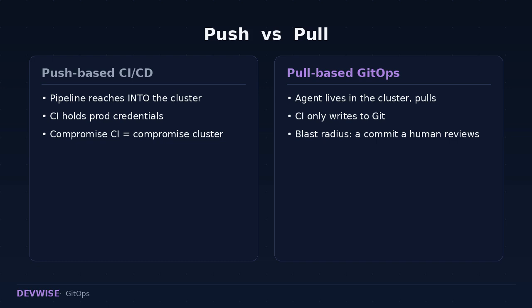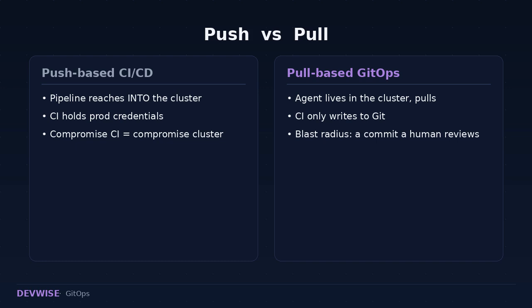Benefit 4. A genuinely better security posture. This is the subtle one, and it comes straight from pull-based delivery. In push-based CI/CD, your pipeline needs powerful credentials to reach into the cluster and change things, so your CI system holds the keys to production, and, if it's compromised, so is your cluster. In GitOps, the agent lives inside the cluster and pulls. Nothing external needs cluster admin credentials. Your CI system just writes to Git. The blast radius of a compromised pipeline shrinks dramatically. It can write a commit, which a human still reviews, not reach in and delete your production namespace.